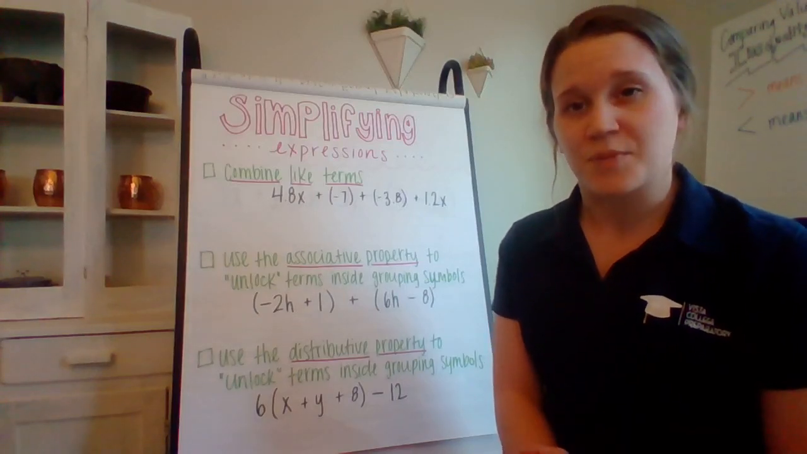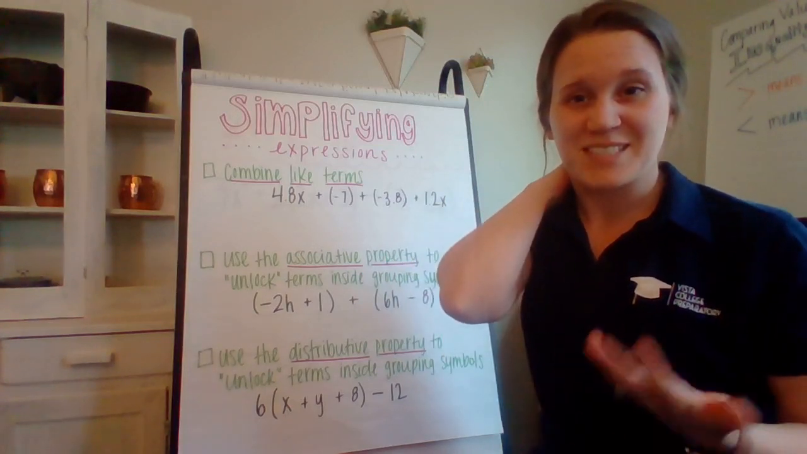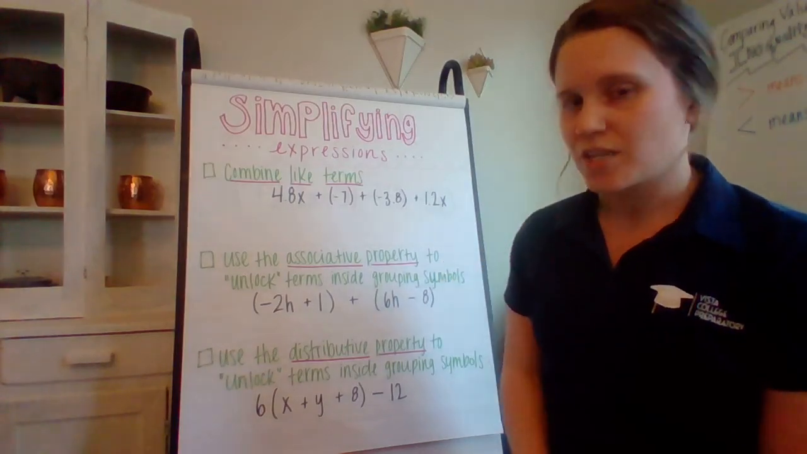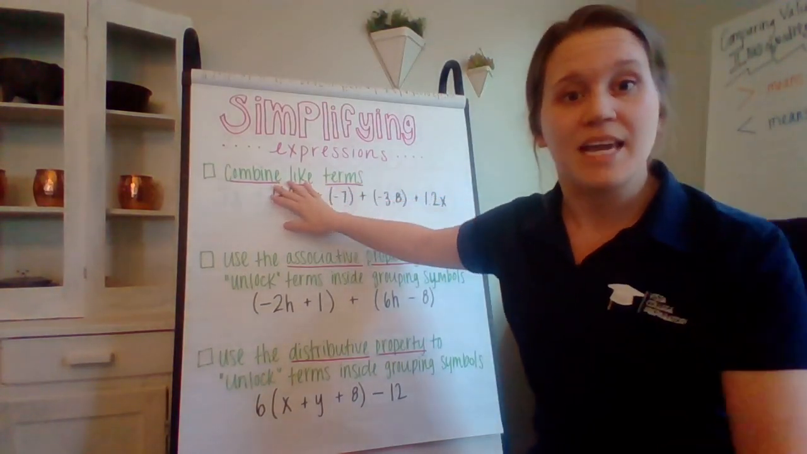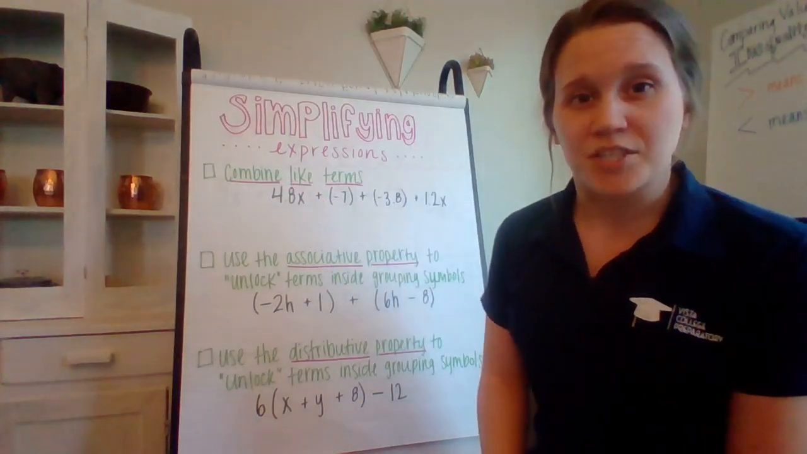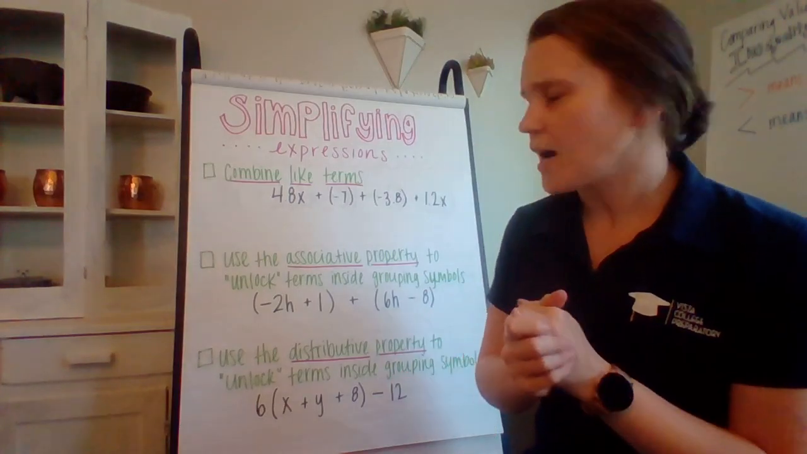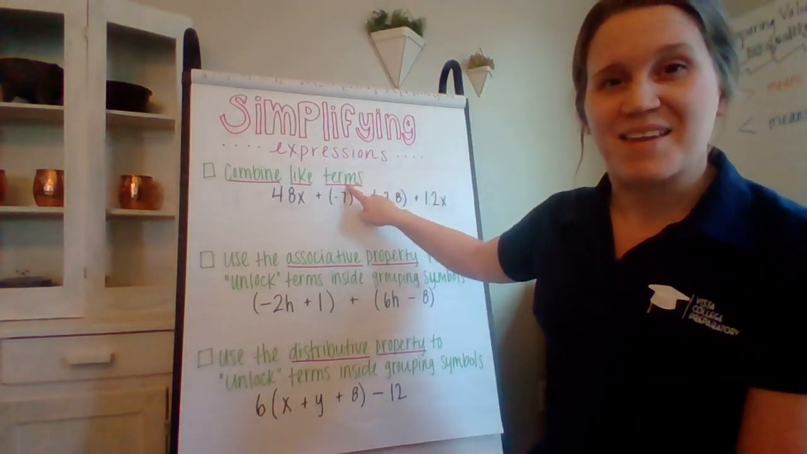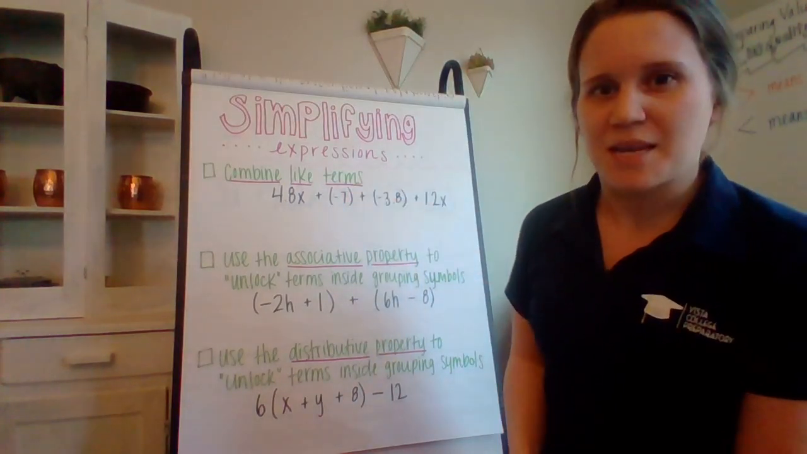When you are simplifying an expression, that can mean a lot of different things, and it really depends on what's in the problem, the steps you have to take. So the very first thing and the most common thing that you look for when you're simplifying a variable expression is combining like terms. We talked about that yesterday. But just as a reminder, remember that like terms have the same variable. They have the same variable raised to the same power.